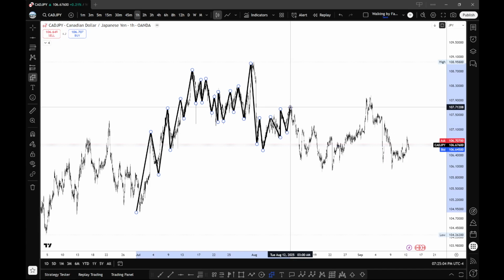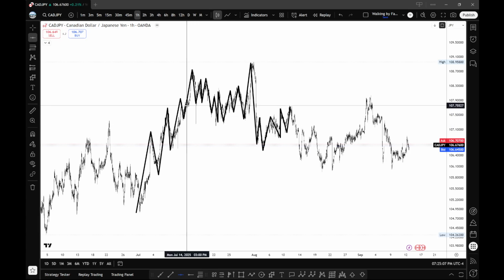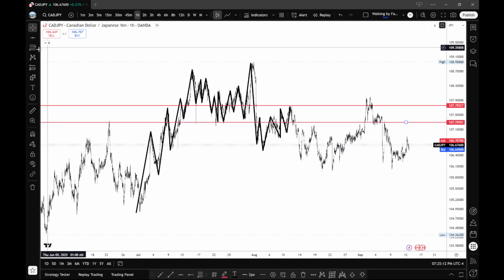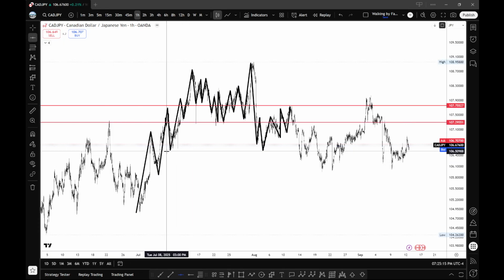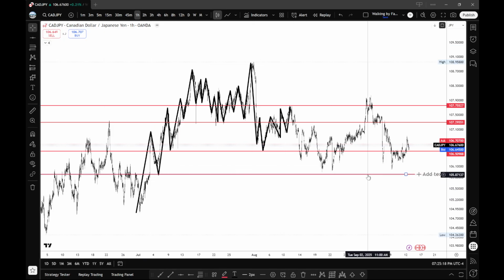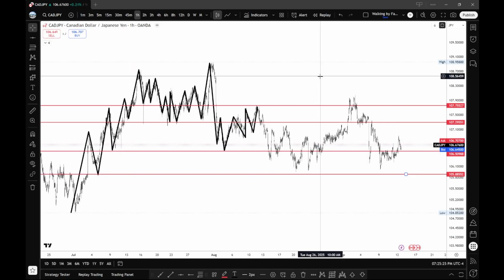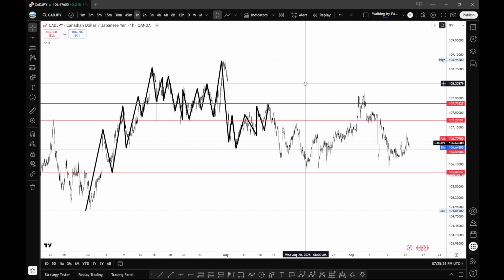Because at the same time, you could see that this was a good zone area. This was a good zone area. This was a good zone area, meaning a structure area. You see how price is within these zones? That's also a good structure.